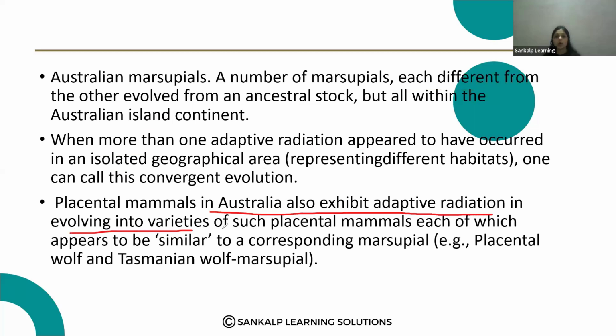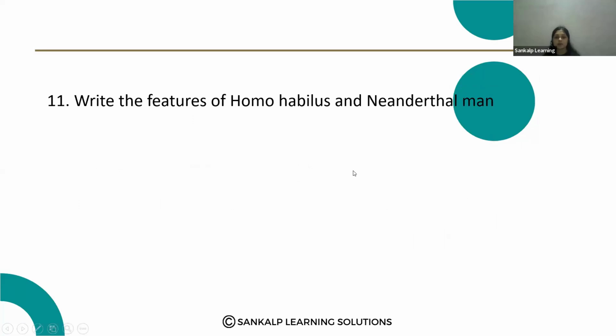One more example is placental mammals in Australia, which also exhibit adaptive radiation, evolving into varieties of placental mammals, each of which appears similar to a corresponding marsupial, such as the placental wolf and the marsupial wolf. So this is an example of adaptive radiation. You can take any example, Australian marsupials or placental mammals, and write the answer.